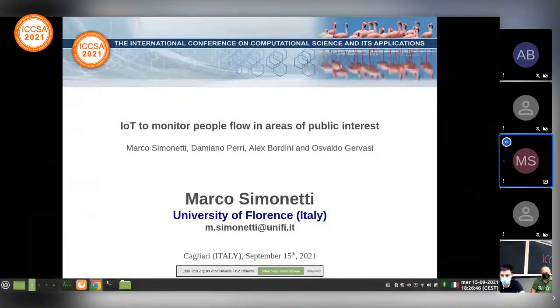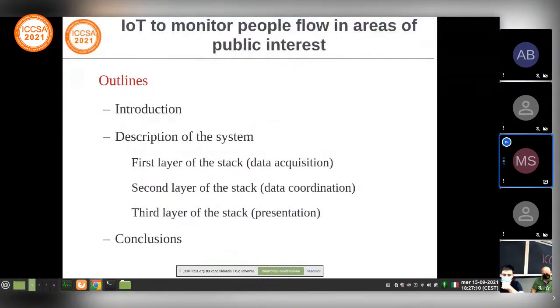My name is Marco Simonetti. I'm at the University of Florence, but I have an affiliation with the University of Perugia as well. I'm here to introduce IoT to monitor people flow in areas of public interest. The aim of this research was to set up a system to monitor the flow of people inside public places and facilities of interest such as museums, theaters, cinemas, and so on, all without collecting personal or sensitive data.